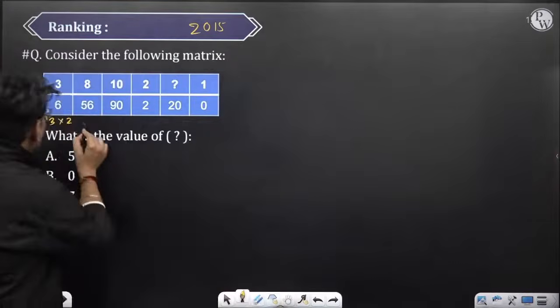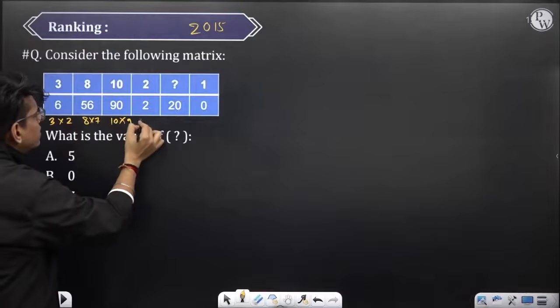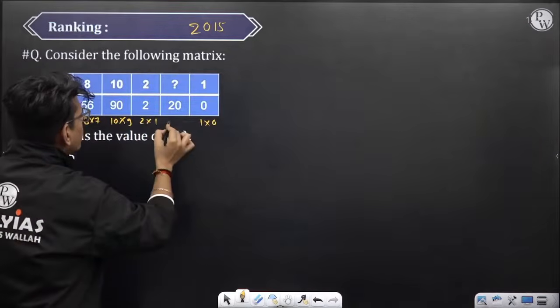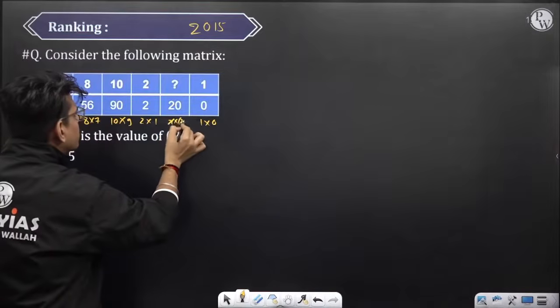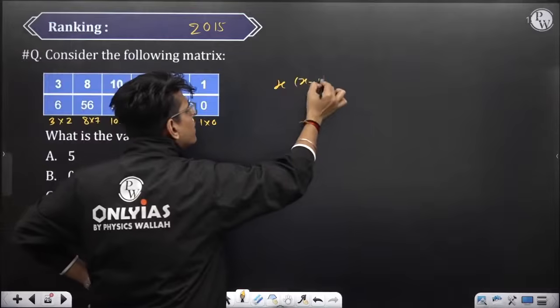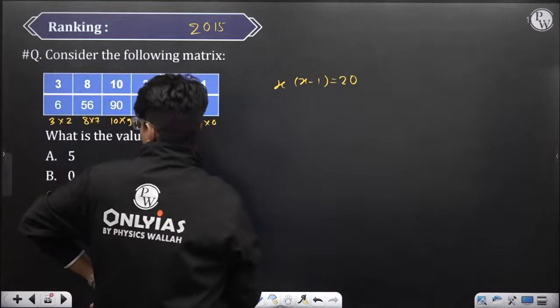8 into 7. Right? I am writing the first term. 10 into 9. This is 2 into 1. This is 1 into 0. So x into x minus 1 equals 20. If I take x equals 5, we'll get a value, right?